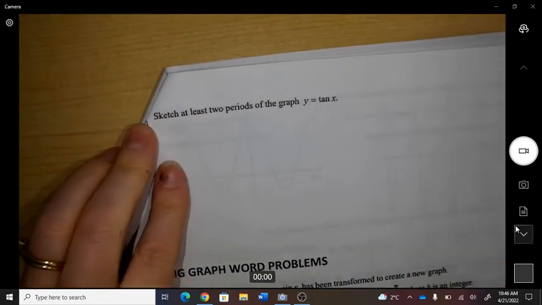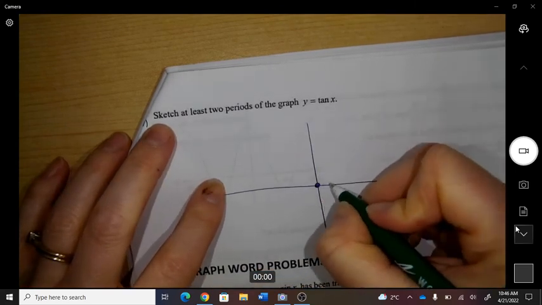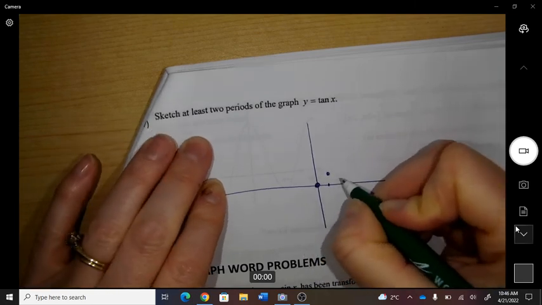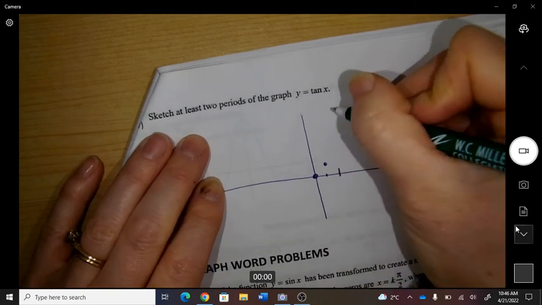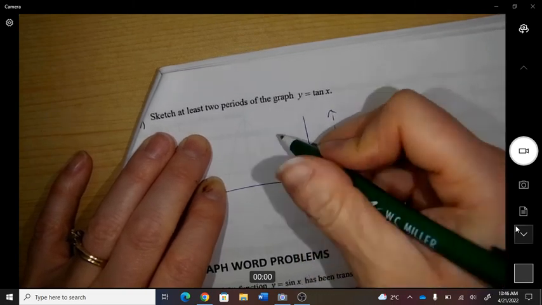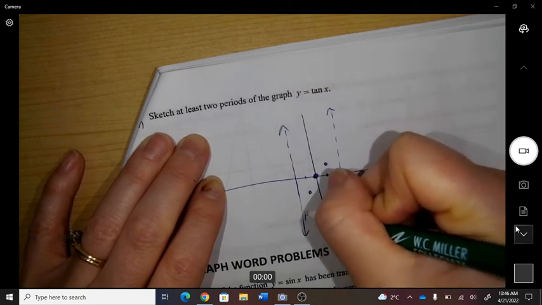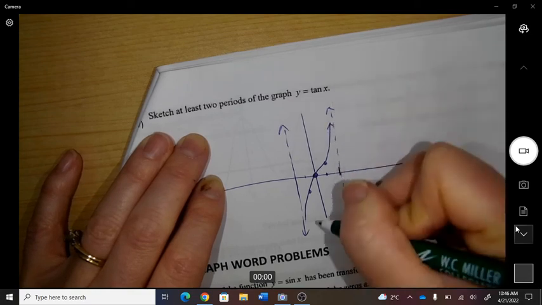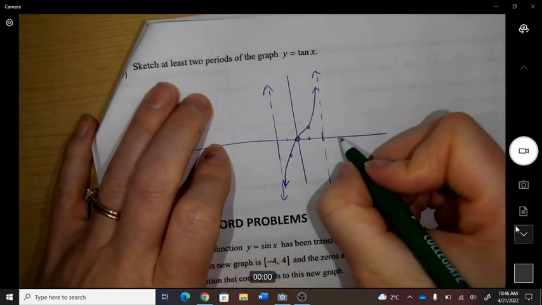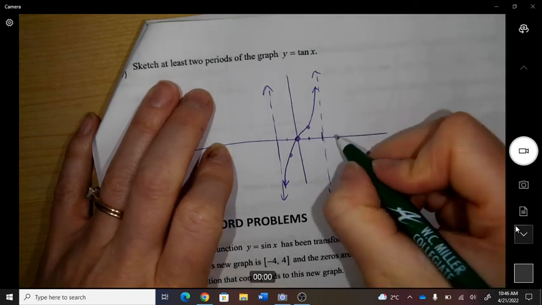Graphing at least 2 periods of tan x. Okay, so tan of 0 is 0. Tan of 45 is 1. Tan of 90 is undefined. Okay, and if I do that going backwards, there's 1 cycle, and we're going to repeat.